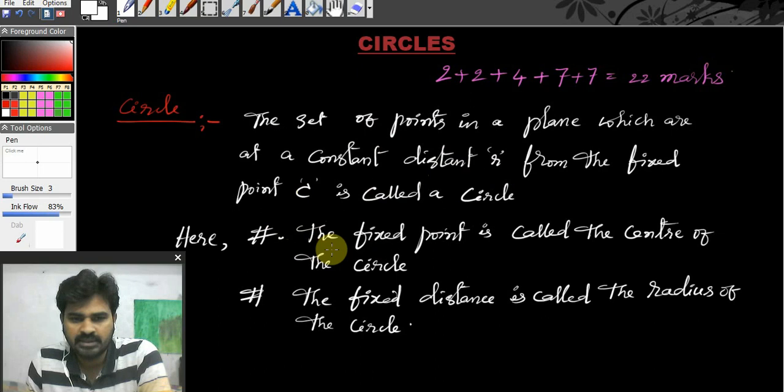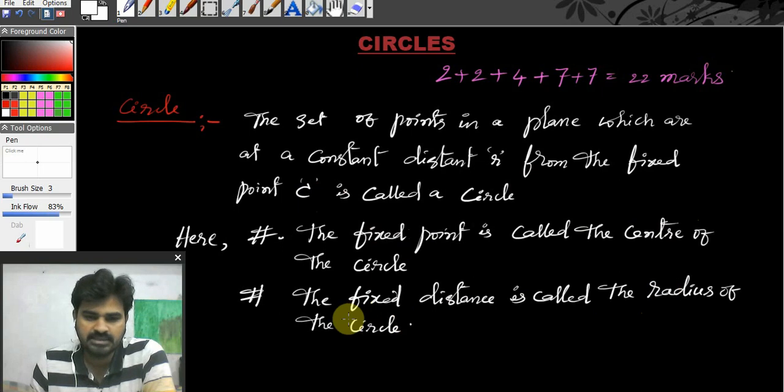When we say that is the circle, to form the circle we have taken already a fixed point. That fixed point C is called the center of the circle, and a constant distance is also taken to form a circle. That constant distance is called the radius of the circle. This is the major concept of the circle.